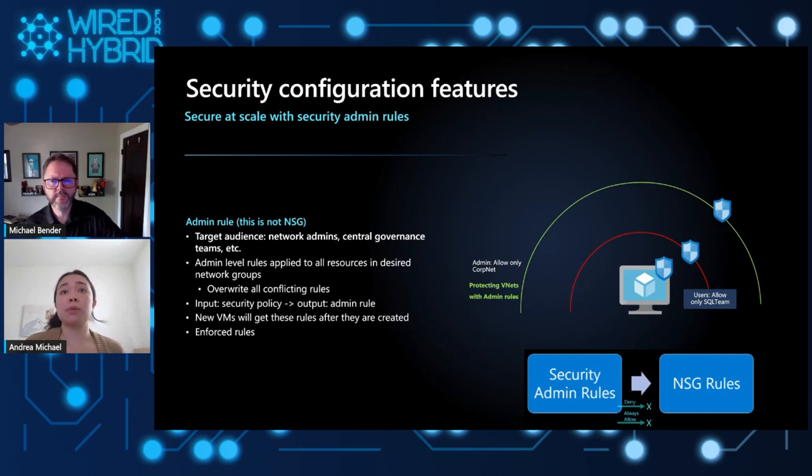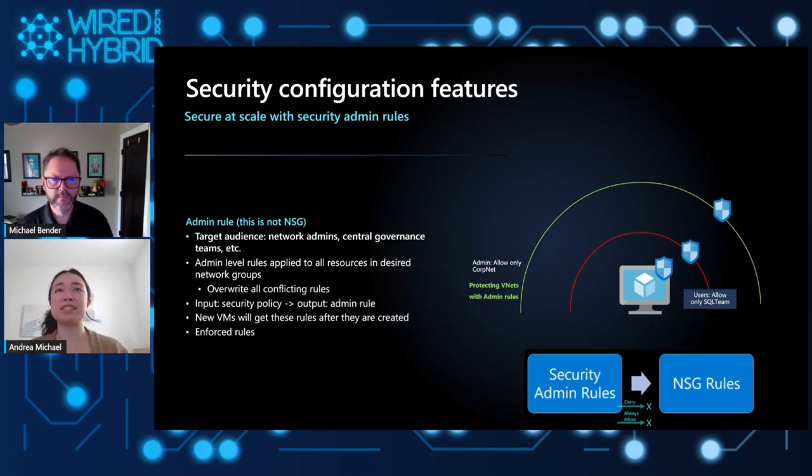And admin rules, again, apply to all resources inside of the network groups that you've targeted. So your VNets, and therefore their subnets and their VMs. And it would overwrite essentially all conflicting rules. What you would do is say, hey, I want some baseline security policies to be applied across, let's say, all of my virtual networks in my organization. Maybe you have one big network group that contains all of the VNets inside of the entire Network Manager scope. And so this could be cross-subscription, cross-region, even cross-tenant again. And so for all of these VNets, you can define a base set of security rules.